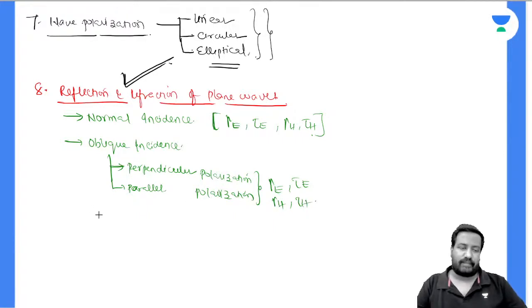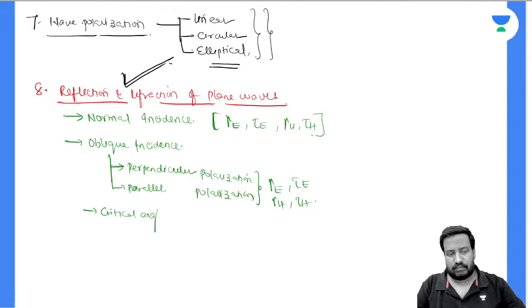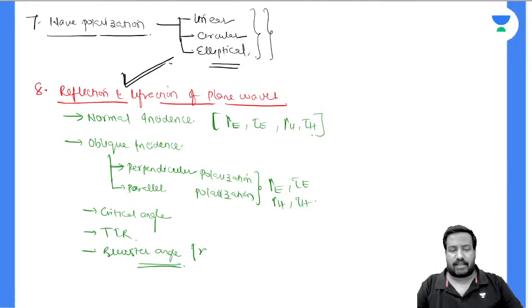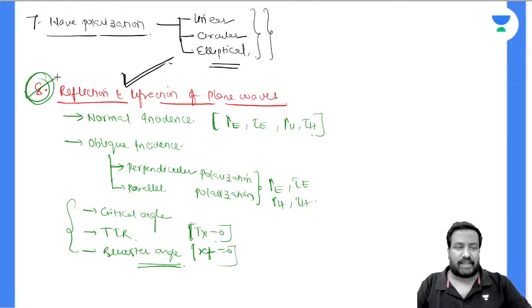Under this, we'll discuss very important concepts like critical angle, total internal reflection and Brewster angle. Brewster angle is the angle of incidence for which the reflected wave is 0. Total internal reflection is the angle of incidence for which the transmitted wave is 0. These two important concepts are to be covered in reflection and refraction of plane waves.